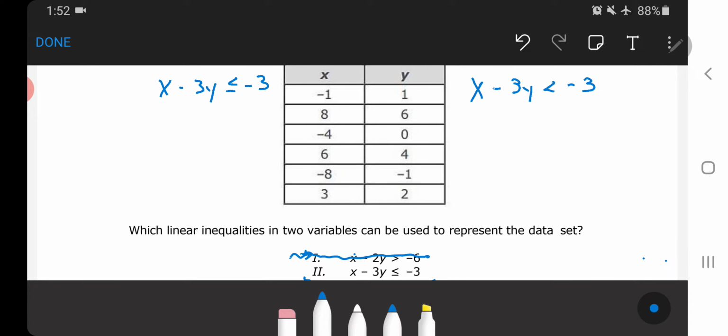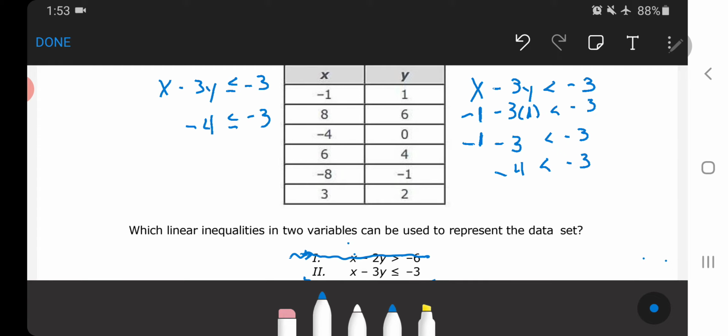Same thing. We've got to keep checking all the points. Let's start with the top one. We've got negative 1 minus 3 times 1 is less than negative 3. So negative 1 minus 3 is negative 4. Is negative 4 less than negative 3? That does make a true statement. And on this other side, negative 4 is less than or equal to negative 3. True statement. So far, so good. Works out. Let's check the next point.